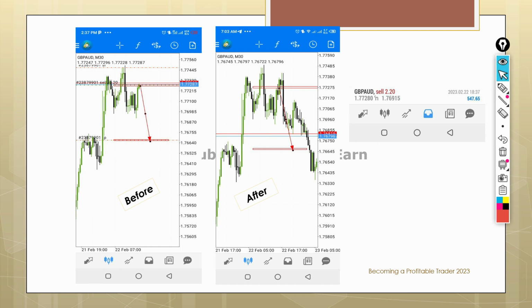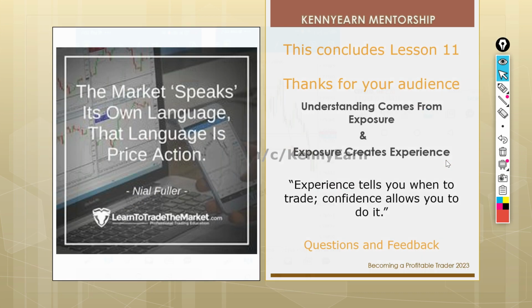So I hope I've given you a clear live example on how to use breaking market structure to make profit in the forex market. And I think that concludes lesson 11. I'll close on this note. The market speaks its own language, and that language is price action. That's all you need to know. Price action. You don't need any other thing to trade this market. You can see I've shown you a live example of how I analyze the market using price action, breaking market structure, and I made profit. So that's all you need. Price action, and once you understand what the market is saying, you're good to go.